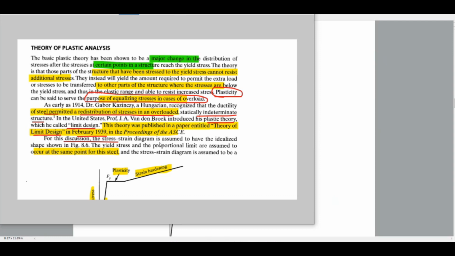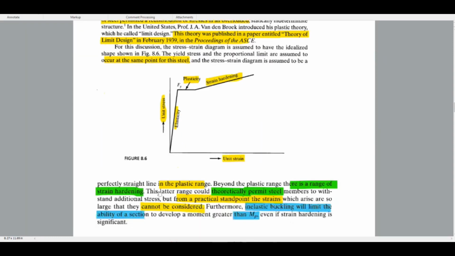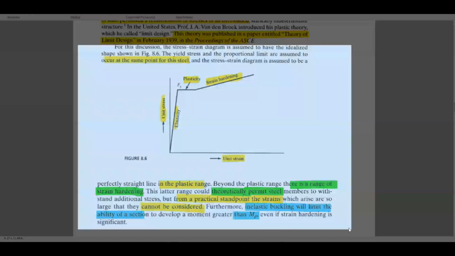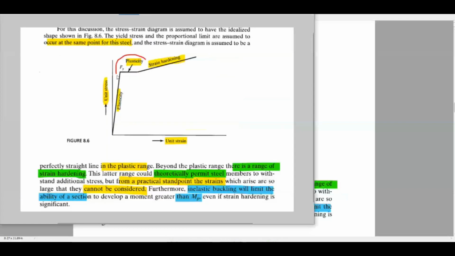For this discussion, the stress-strain diagram is assumed to have the idealized shape shown in the figure. The yield stress and the proportional limit are assumed to occur at the same point for this steel, and the stress-strain diagram is assumed to be a perfectly straight line in the plastic range. Beyond the plastic range, there is a further range. Here you can see this is the plasticity. So this range is assumed to be a perfectly straight line in the plastic range.